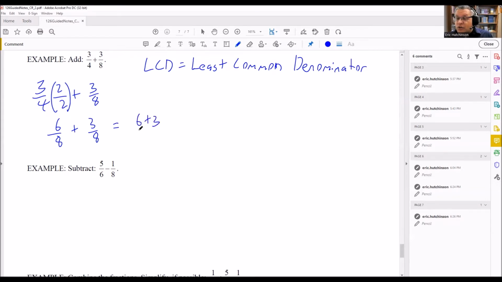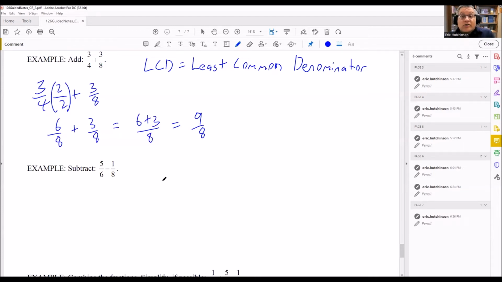We have 6 plus 3 on top over 8. Remember, when you're adding fractions with the same denominator, you just keep the denominator and you add the numerators. And then you get 9/8. So 9/8 would be your answer. That would be common denominators there.